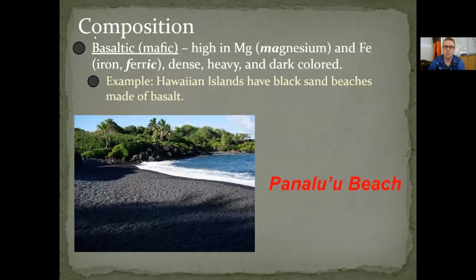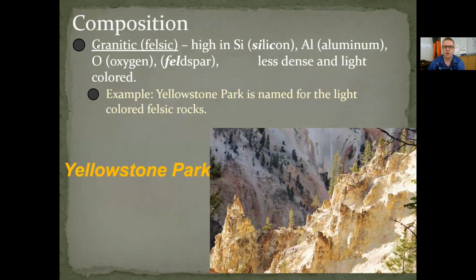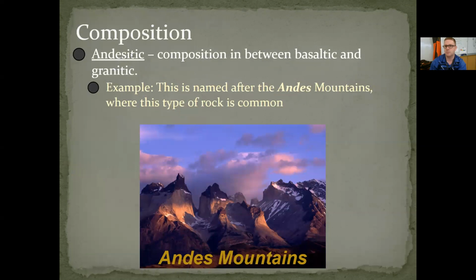Now, composition-wise, we already know these words. Basaltic is our mafic magma. It's dark colored. It's very dense. We have our granitic, felsic. In our past slides, we used the word rhyolitic instead of granitic, but we can almost use them interchangeably. Felsic's the key part here. That's our light-colored, less dense rocks. And then andesitics are in between.